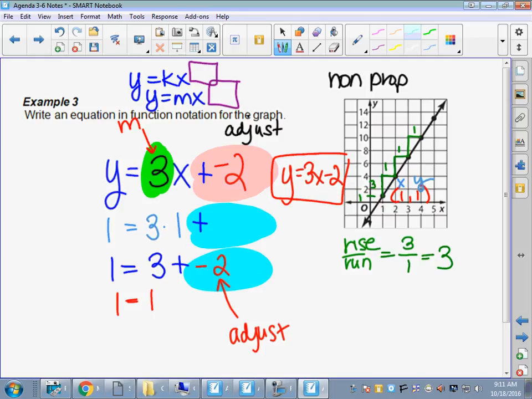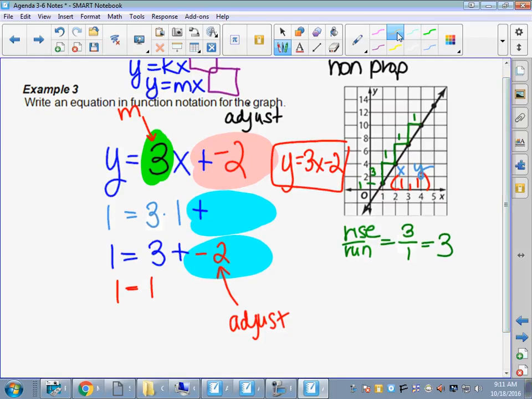It's kind of a cool way to do that. And we should mention the function notation. Remember, this is just the fancy. We can change that y to an f of x equals 3x plus negative 2, or f of x equals 3x minus 2. So let's do one more of those.